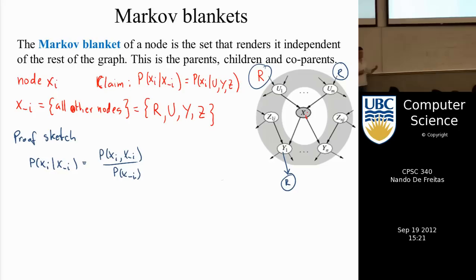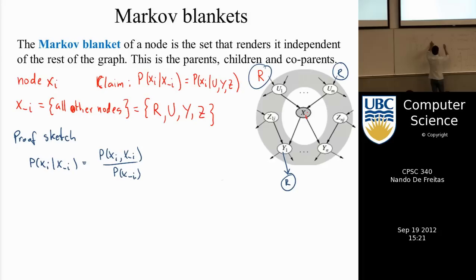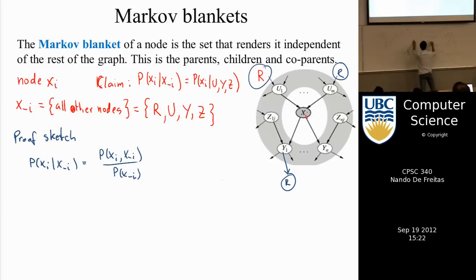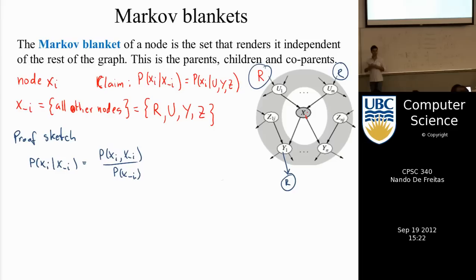Now, what affects a heater? A heater is affected by R, and let's say that R means electricity. If electricity is on, the heater will be on. If the electricity is off, the heater cannot be on. However, if you know that the heater is off, you don't need to know whether there's electricity to know that the temperature is not going to go up. That's the intuition for it. So this R variable will disappear, and you only care about the variables that are next to you.